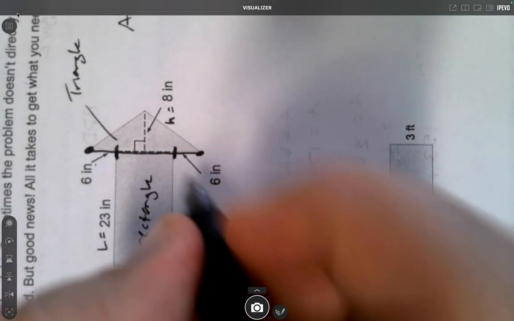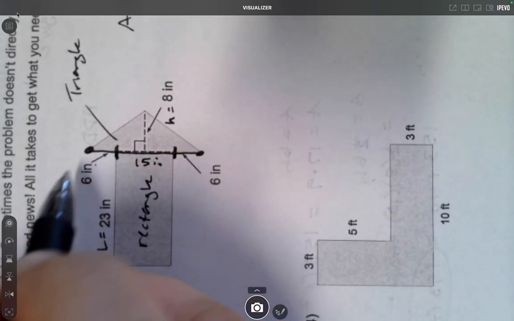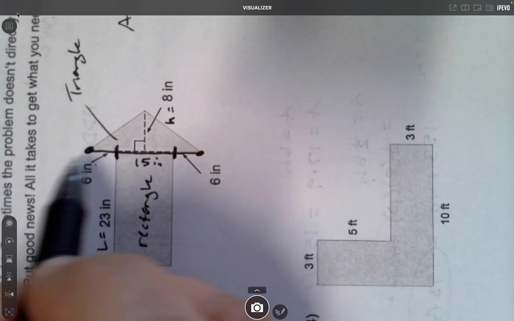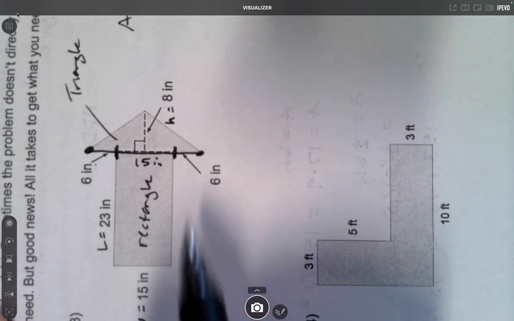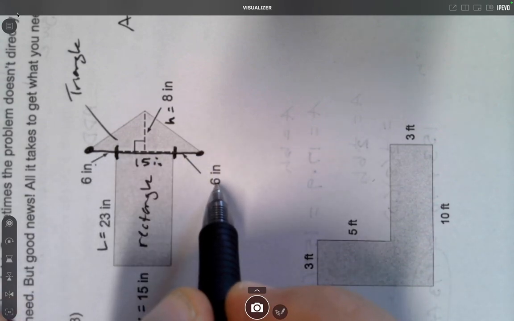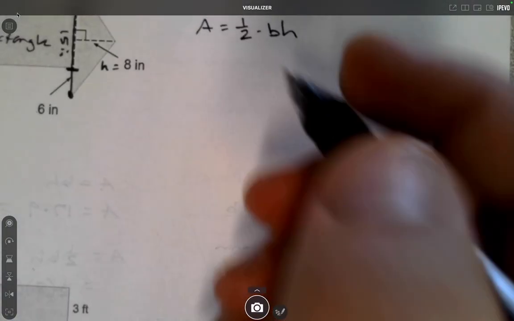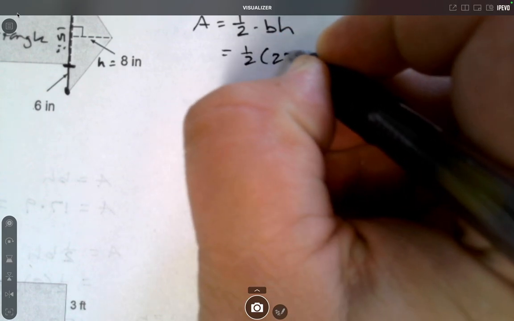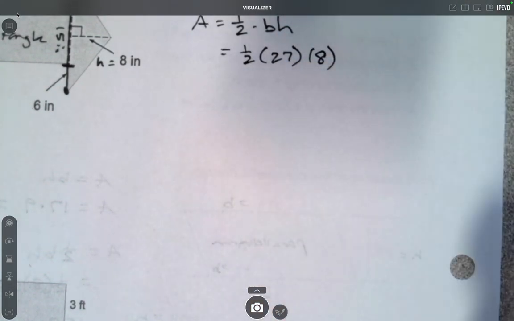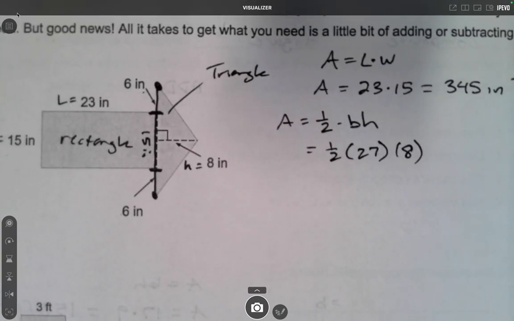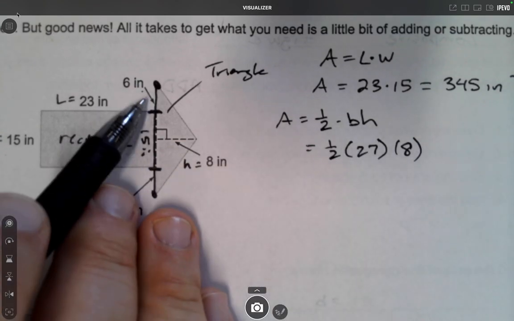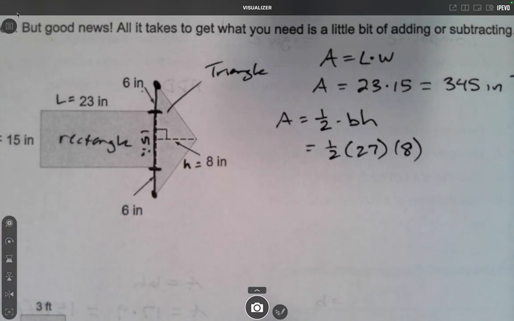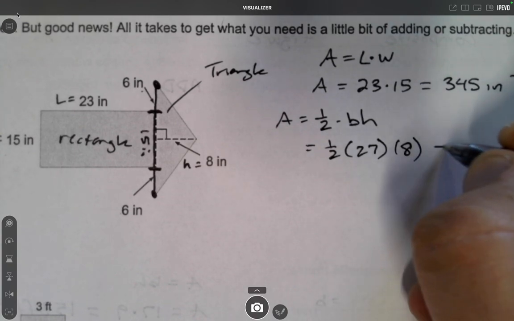It's 15 inches. So for us to figure out the measurement of this base of the triangle, we'll have to add these three numbers together, because the three together make up the base. So 6 plus 6 is 12. 12 plus 15 is 27. So our base is 27. Our height is 8. So while they didn't explicitly say the base is 27 inches, they did give us enough information to add those things together and find that. When you multiply those, you get 108 square inches.